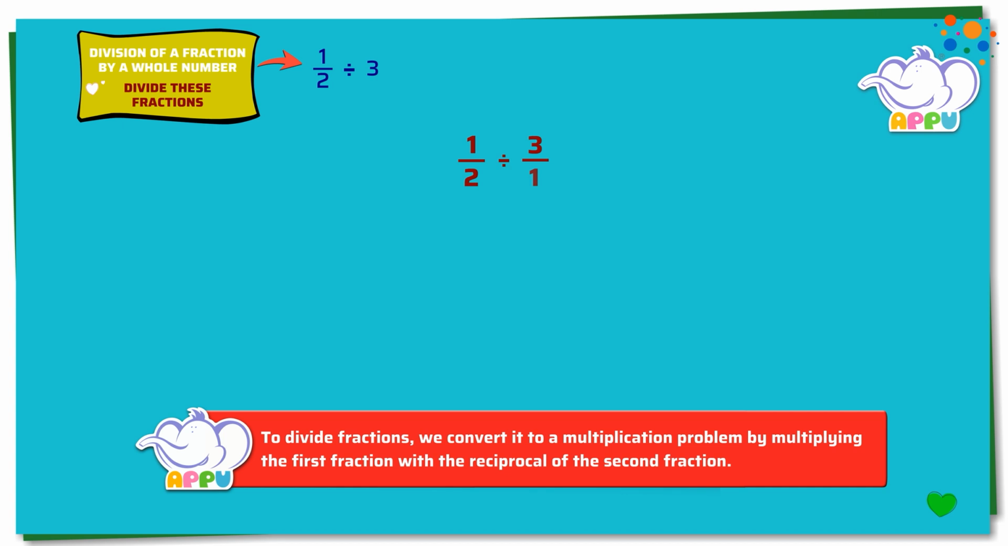Then we multiply the first fraction with the reciprocal of the second fraction. 1 by 2 times 1 by 3. We multiply the numerators to get 1 times 1 equals 1. We multiply the denominators to get 2 times 3 equals 6. The answer is 1 by 6.